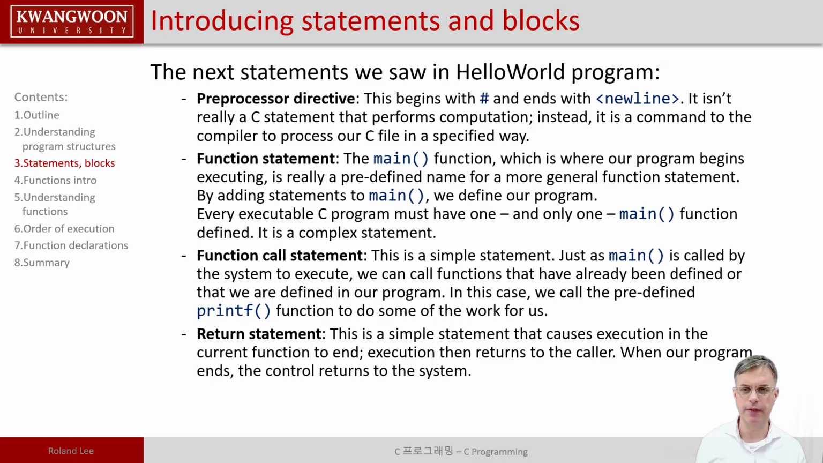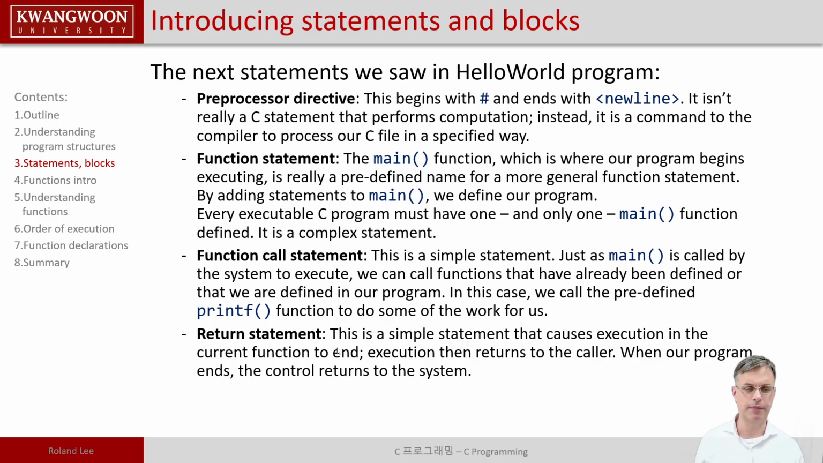Function call statement. This is a simple statement. Just as the main function is called by the system to execute, we can call functions that have already been defined or that are defined in our programs. In this case, we call the predefined printf function to do some of the work for us. When we call a function, execution of the current statement of the current function is suspended and the execution jumps into the called function and continues in that function.